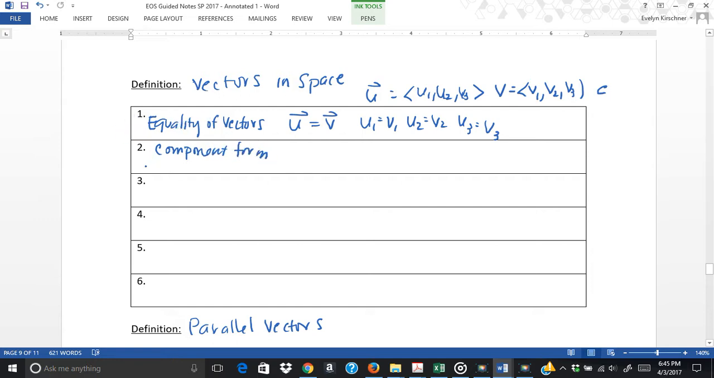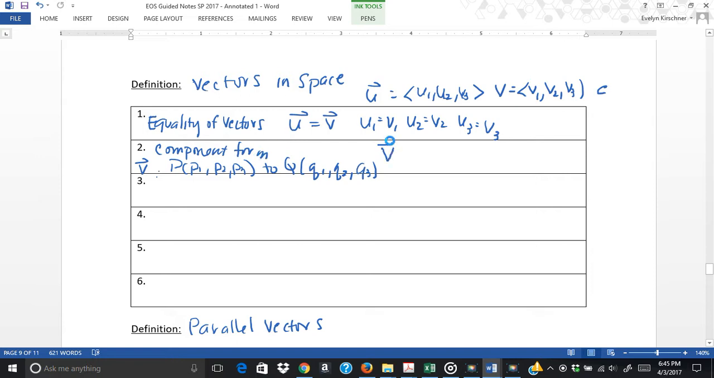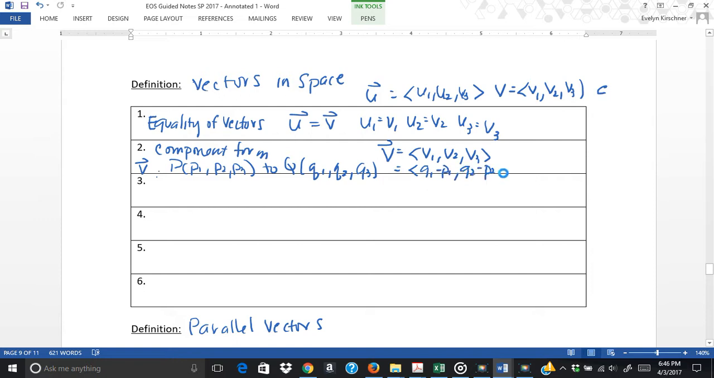I have a component form. And if I have v represented by from P to Q, so v is a directed line segment, then my v, which is v1, v2, v3, equals Q1 minus P1, Q2 minus P2, and Q3 minus P3. Remember, direction is important, so since I'm going from P to Q, it's Q minus P.